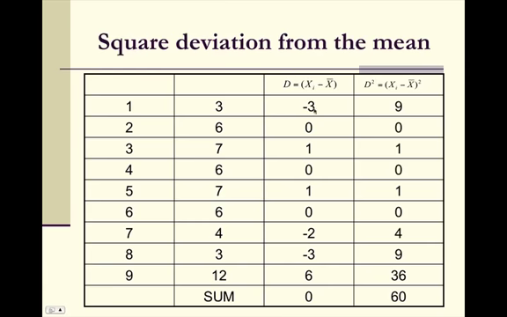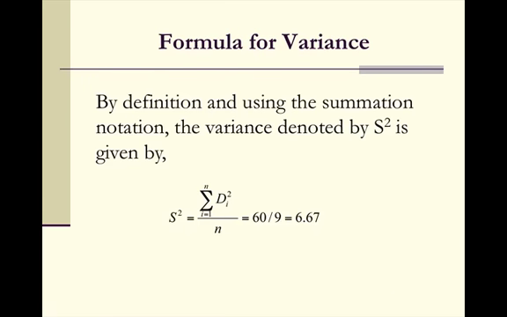Next, we square this column. So 3 squared is 9, 0 squared is obviously 0, 1 squared is 1, 0, all the way up, and then we add them. And when we add these, we get the number 60. To figure out variance, we're going to take that number and divide it by n, our population. So we get a variance of 6.67.